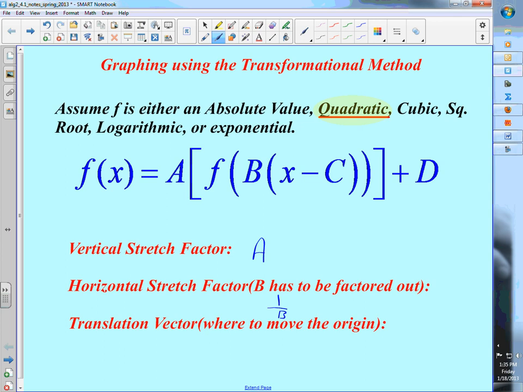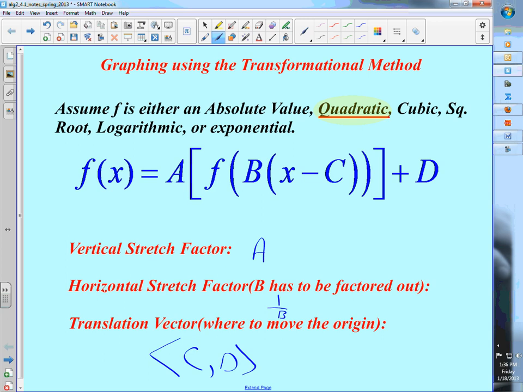And where we move the origin, the translation vector is going to be not negative c, c comma d. It's the opposite of what's with the x. So in this case, you would say, okay, I have a minus c. So the opposite of that would be a positive c, or whatever c is. Remember, these are variables. So whatever's with the x, take the opposite. That's the general rule.